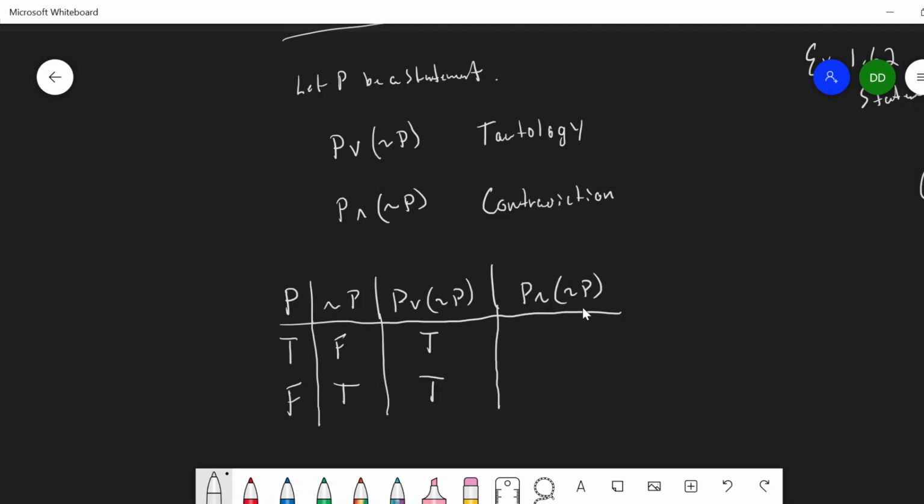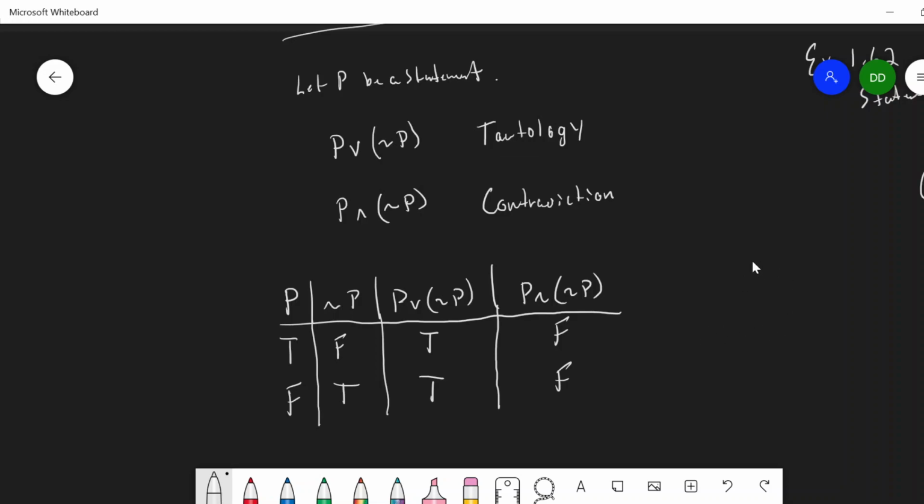Similarly, looking at P and not P, this should make sense why this is a contradiction, because here it's true, false, false, true. So true, false, we take a conjunction of those. Well, they're not both true, so this is false, and same down there. They're not both true, so it's false. This is what we're looking for in a truth table to establish a contradiction, that you get false in every single row. So that's the idea of tautology and contradiction.